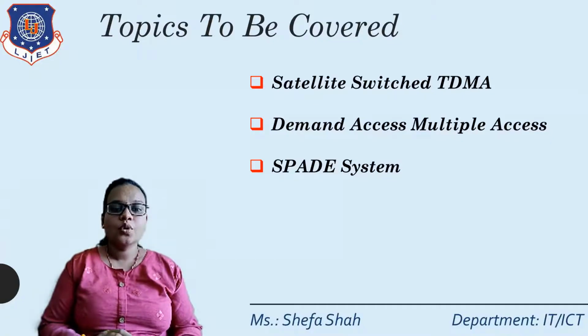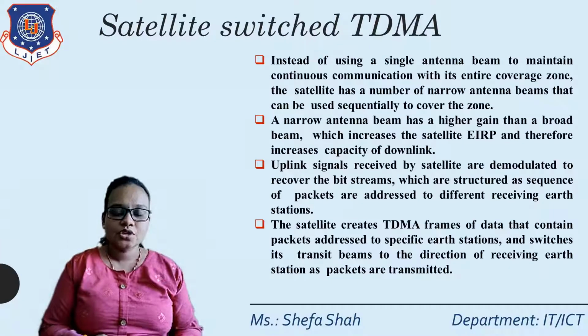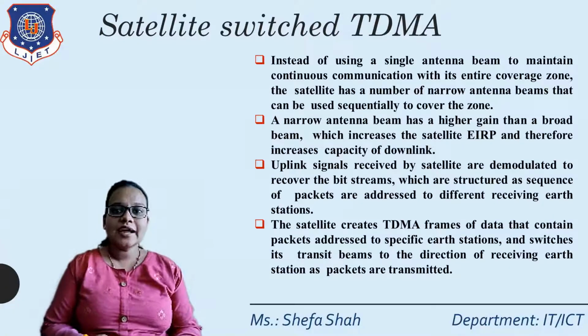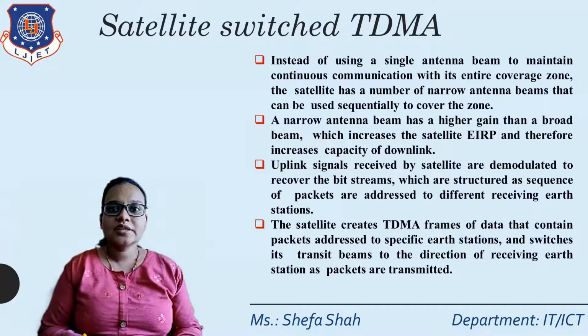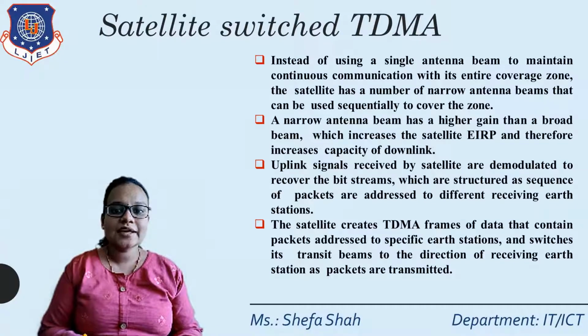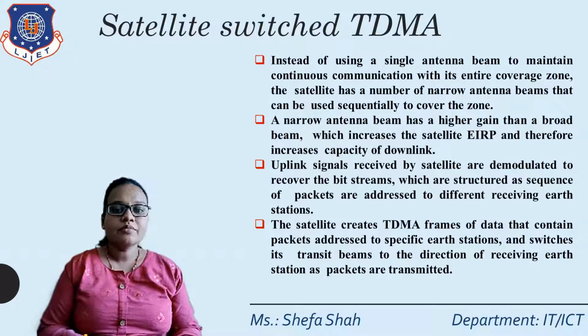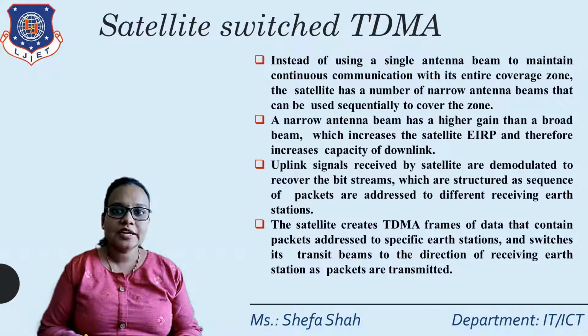Now what is satellite switch TDMA? Instead of using a single antenna beam to maintain continuous communication with its entire coverage zone, the satellite has a number of narrow antenna beams that can be used sequentially to cover the zone. A narrow antenna beam has a higher gain than a broad antenna beam, which raises the satellite EIRP, that is effectively isotropic radiated power, and therefore increases the capacity of the downlink.